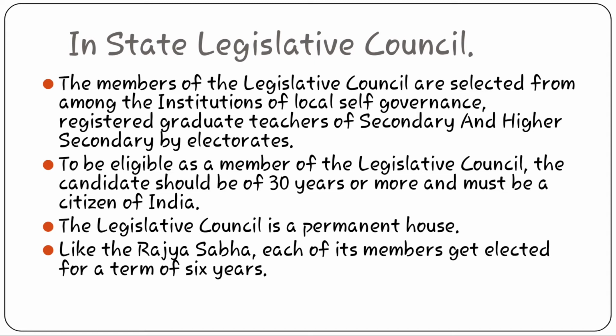legislative council. Here you remember, Rajya Sabha is a permanent house, time period is 6 years, and a citizen should be of age 30 and above to become a member. He should be an Indian citizen, not of unsound mind, not insolvent, not a criminal. वो सब criteria इधर भी same है, legislative council में भी same है. To be eligible as a member of the legislative council, the candidate should be 30 years or more, and must be a citizen of India, etc. सब criteria उधर same है.